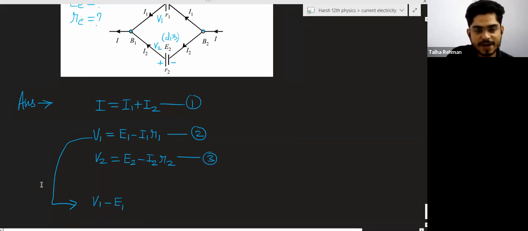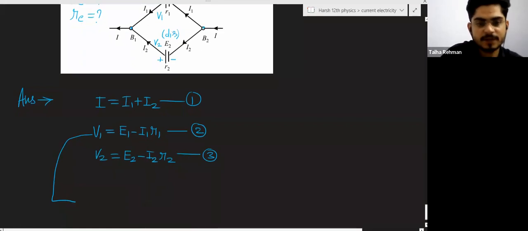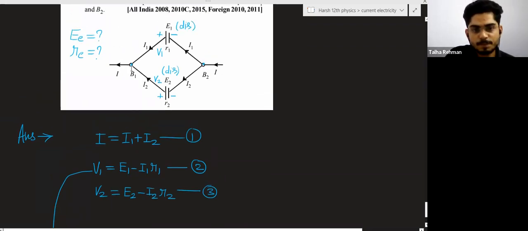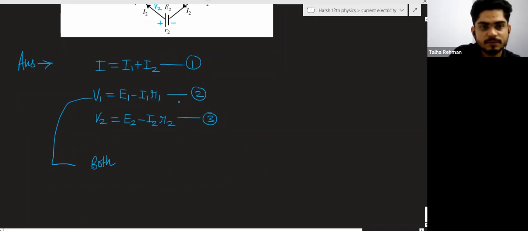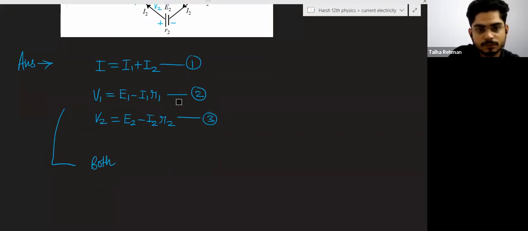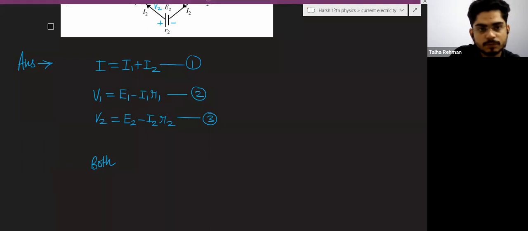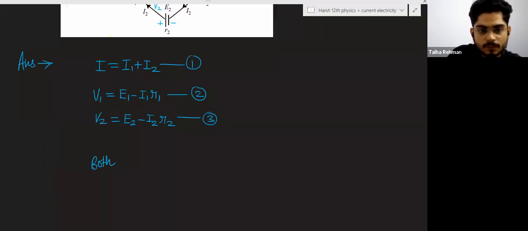And one thing more I want to add here. This combination is parallel combination. So the potential difference of this cell, or you can say the terminal potential of this cell and of this cell 2 will be equal because both the cells are connected in parallel.